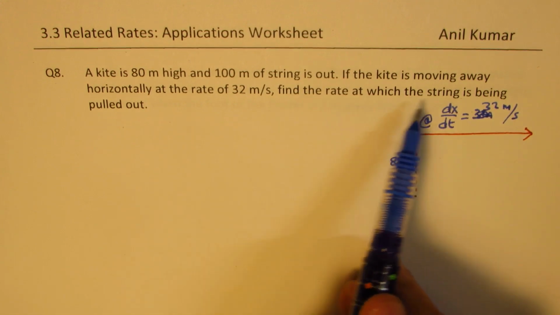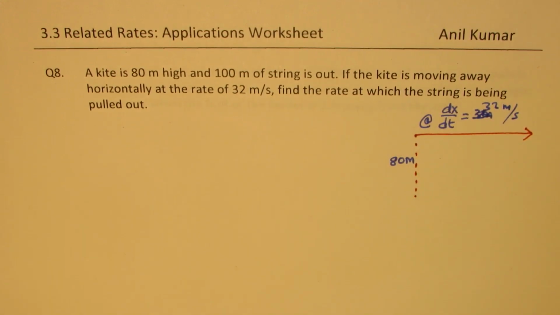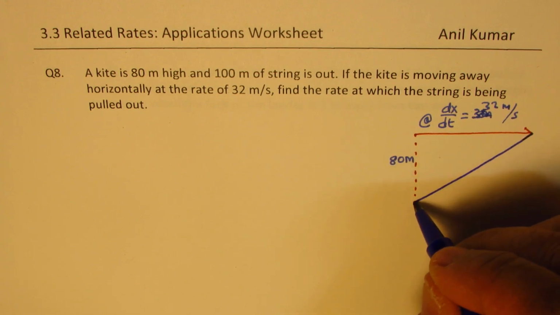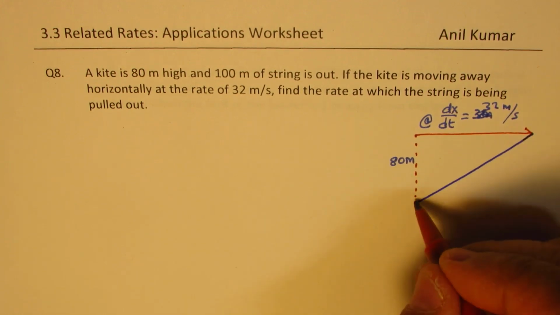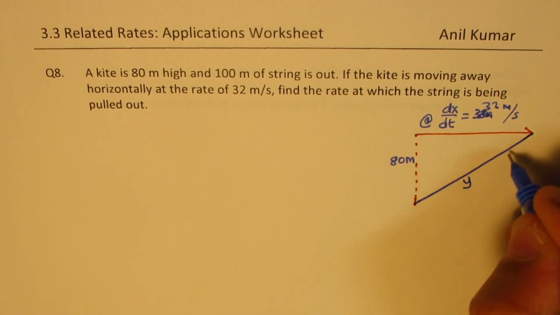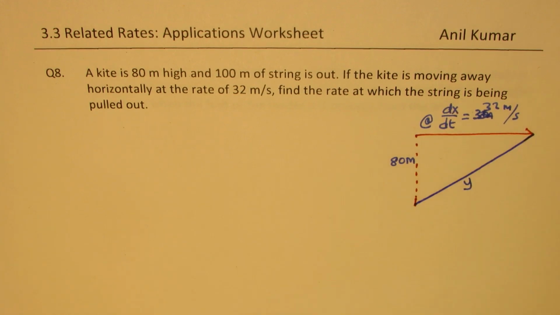And find the rate at which the string is being pulled out. So the string, you're holding the string somewhere here, for example, is 80 meters. So let's say like this. Okay. So that becomes 80 meters. So let this be y for you. So that is the situation. Perfect. So definitely that is at right angles.